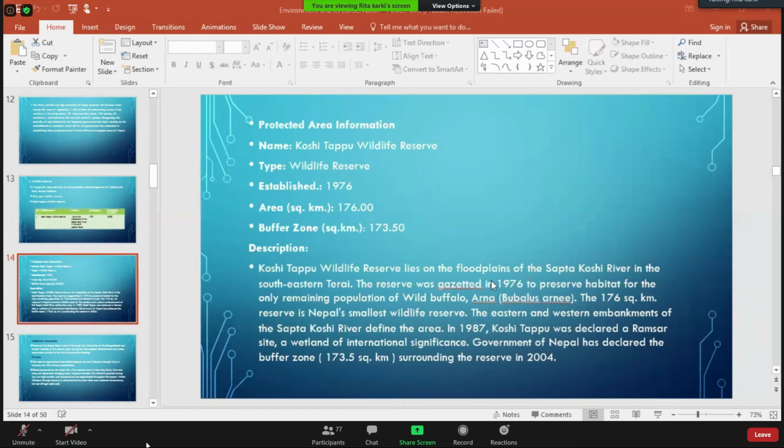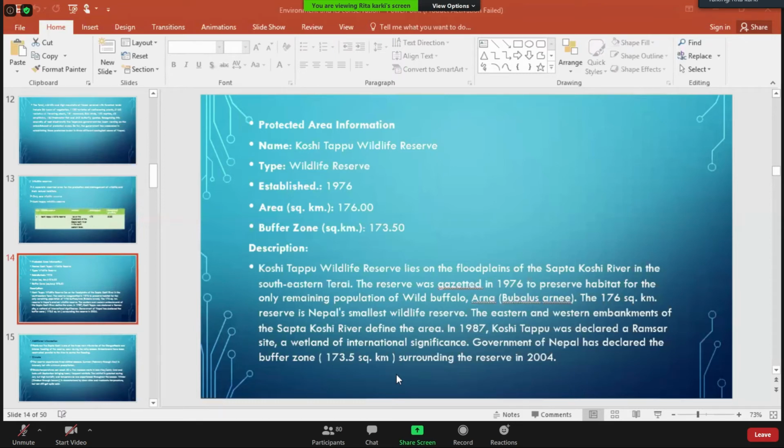and before this there were two more wildlife reserves, so it was regarded as the smallest wildlife reserve, the smallest area where a larger number of plants and animals are protected. Similarly, this area is the habitat of the wild buffalo. Besides the wild buffalo, a larger number of other species of plants and animals can also be found in this region. Similarly, it is also declared a Ramsar site. This region comprises wetland.